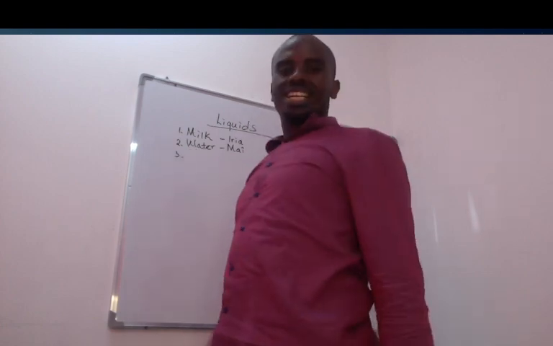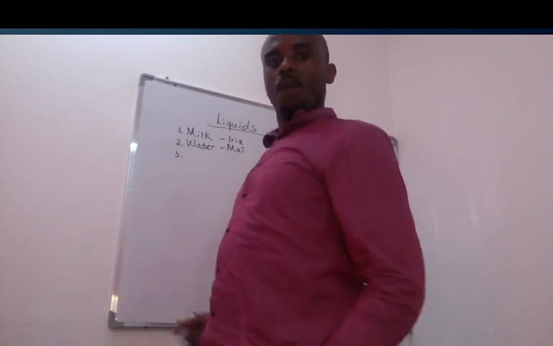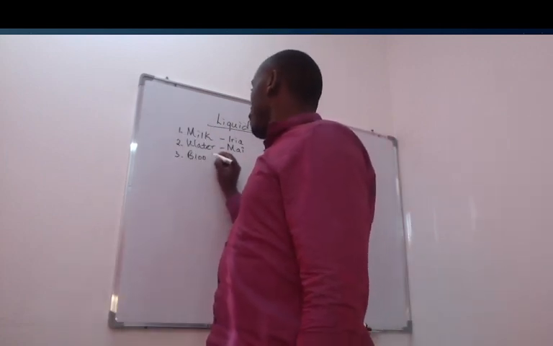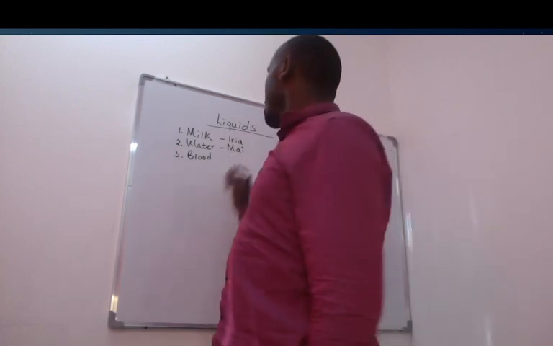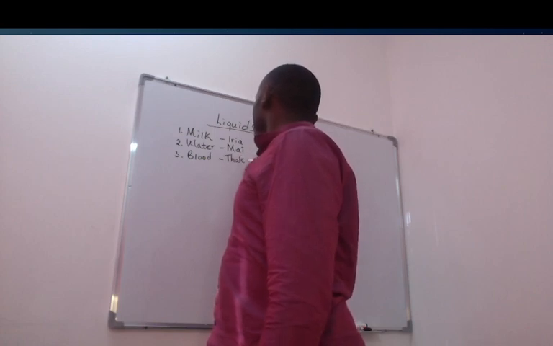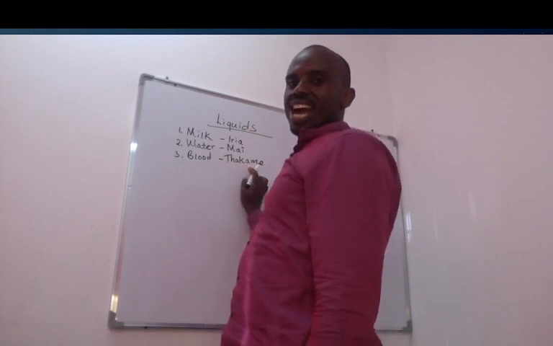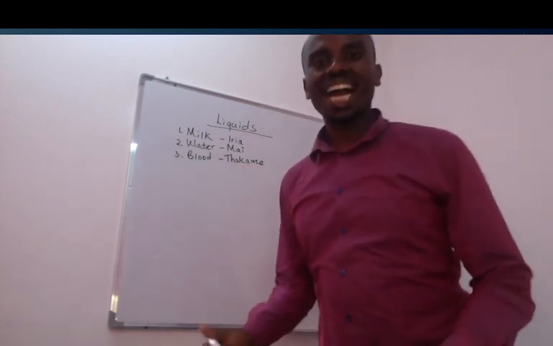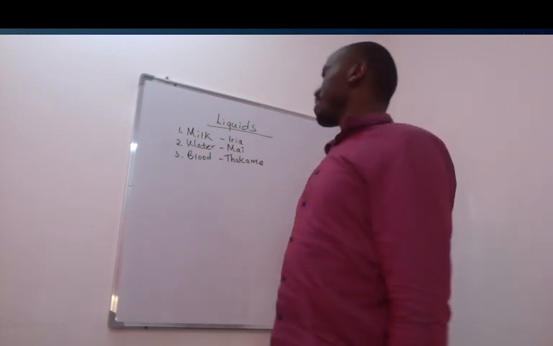The third liquid that we are going to look into is blood. Blood in Kikuyu is thakame. Good.